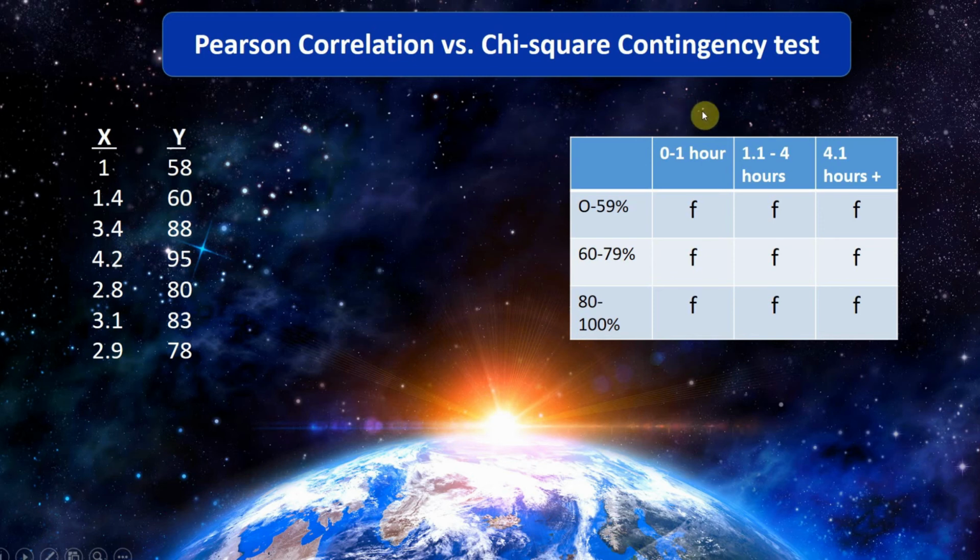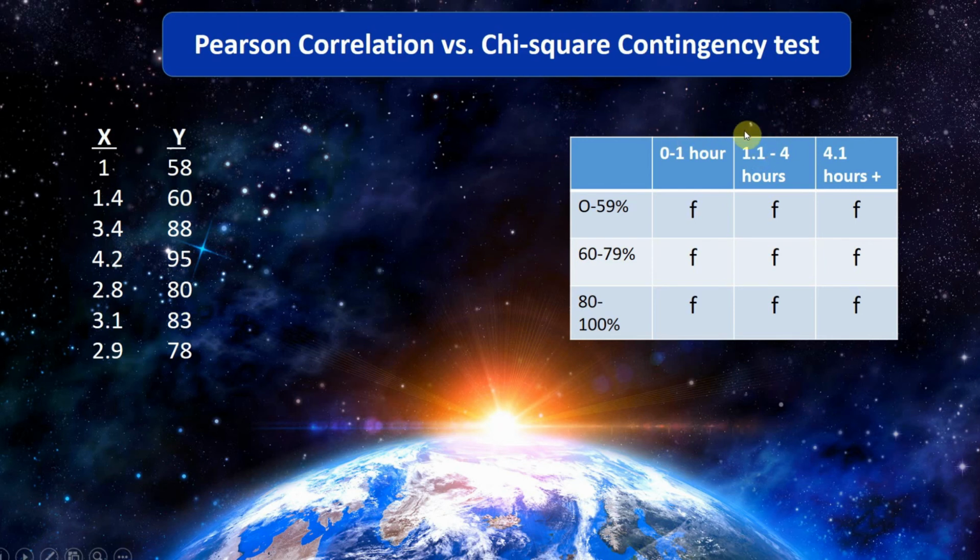Another way of asking the question, though, could be to set it up as a chi-square contingency test. But notice the difference. We still have one variable here, the amount of time you spend studying. And here is the score on the test. So that resembles this over here. But look, this here has not been categorized. These have not been placed into any kind of categories. 58, 60, 88, they're not grouped. Same thing with the X scores, they're not grouped.